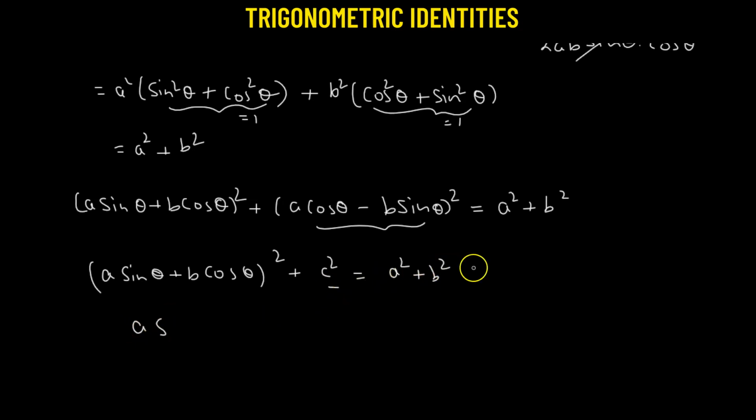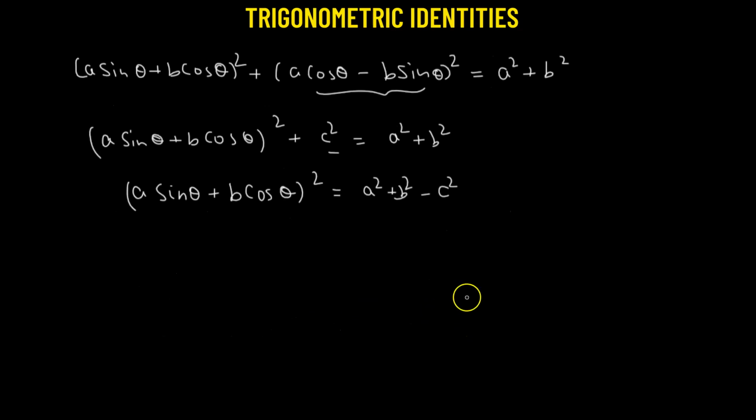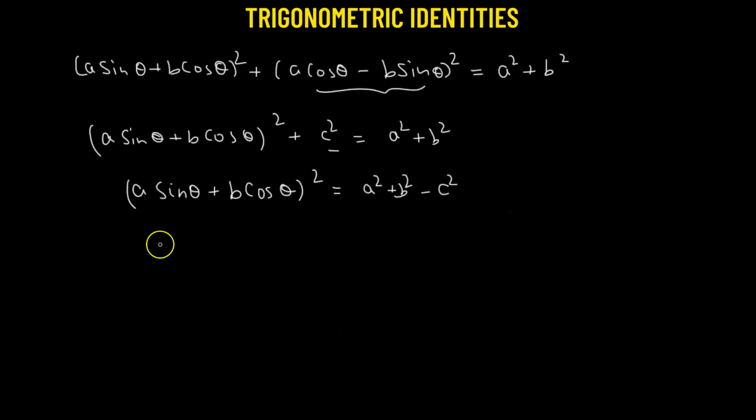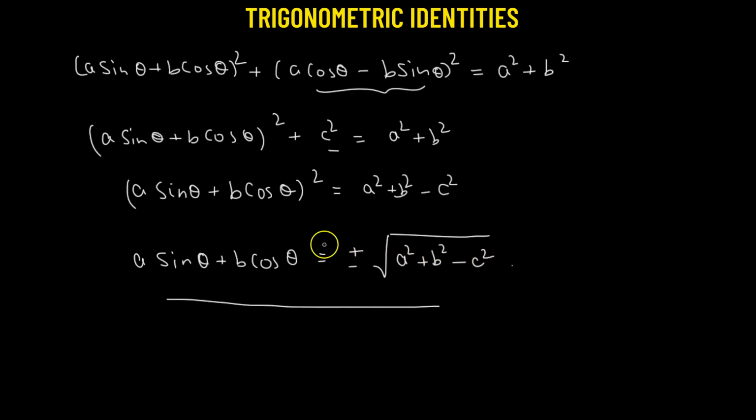Now we will transpose c squared to the right hand side. So we have a sine theta plus b cos theta whole squared equals a squared plus b squared minus c squared. So we'll take the square root on both sides to get a sine theta plus b cosine theta. This is going to give us plus or minus, and underneath the square root we're going to have a squared plus b squared minus c squared. This is what we needed to show, hence proved.